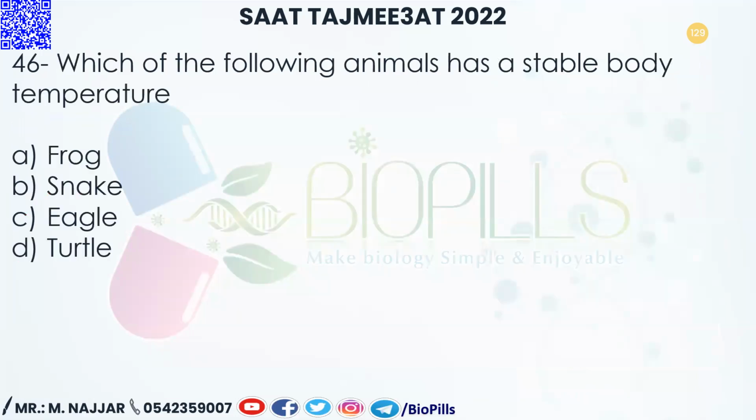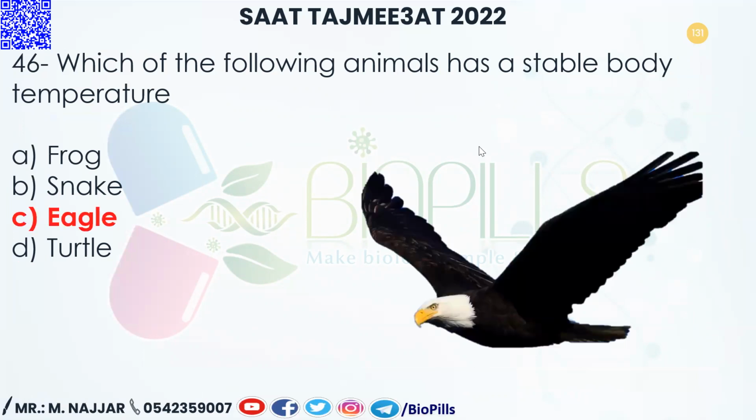Question number 46. Which of the following animals have a stable body temperature? A, frog. B, snake. C, eagle. D, turtle. It is not a new question, by the way. And of course, the only organism here that has a stable or constant body temperature is the eagle. Why? Because an eagle is a bird, and birds are considered endothermic, or warm-blooded, so they have a constant or stable body temperature. A frog is an amphibian, a snake is a reptile, a turtle is a reptile, and all of them are cold-blooded or ectotherms. They change their body temperature according to the temperature of the environment. So none of them is the correct answer.